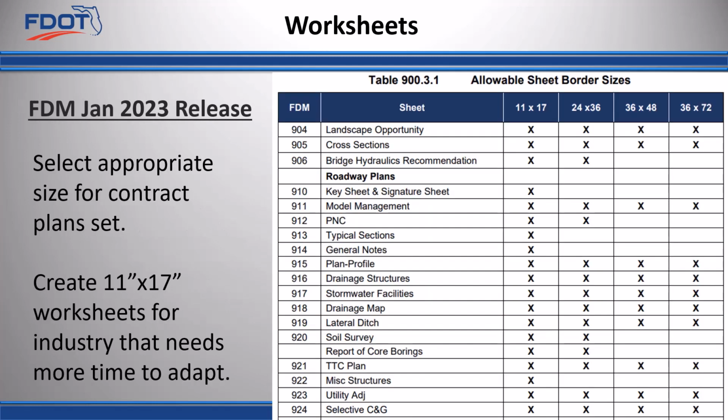The 2023 FDM release included a table that summarizes the allowable border sizes for each sheet of the contract plans. Some industry partners need more time to adjust to digital usage of the delivered PDF, and have requested an 11 by 17 version of large contract plan sheets.